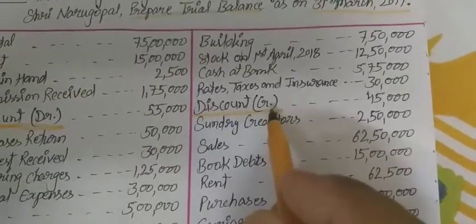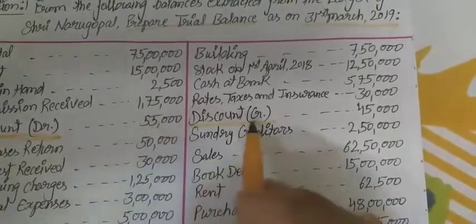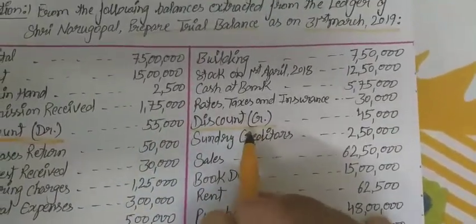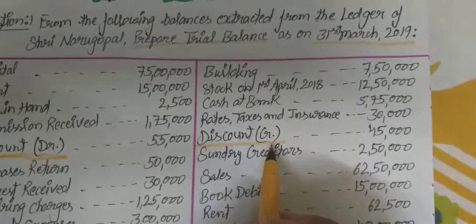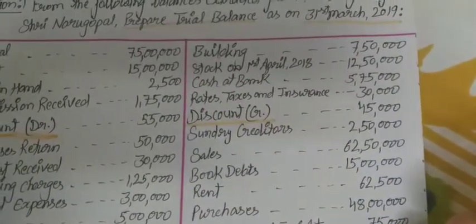So we will not take the balances on both the debit and the credit side. On whichever side the discount is given, only on that side will we write that balance.